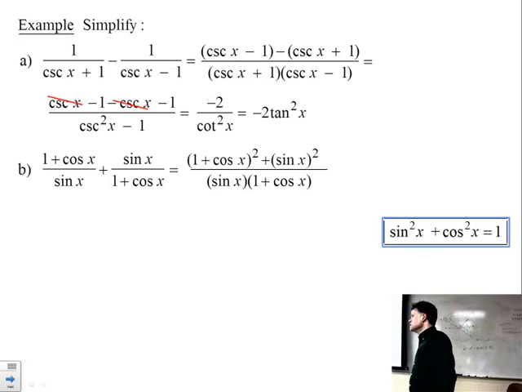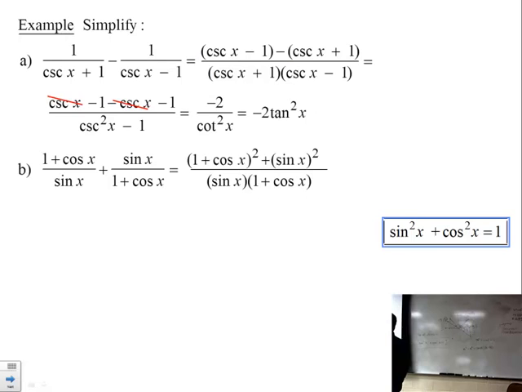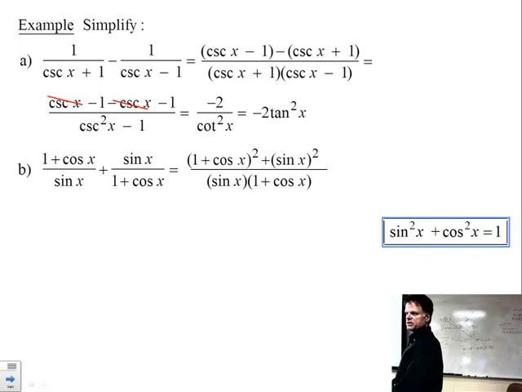Alright. So let's try simplifying this. 1 over cosecant x plus 1 minus 1 over cosecant x minus 1. So again, I'm subtracting two fractions. What do you got to do? You need to combine them. Common denominator. In this case, you just take the product of the two denominators. That's a common denominator, and you get that on the bottom. And on the top, you get this denominator minus that denominator. So you get that. So now what do we do?